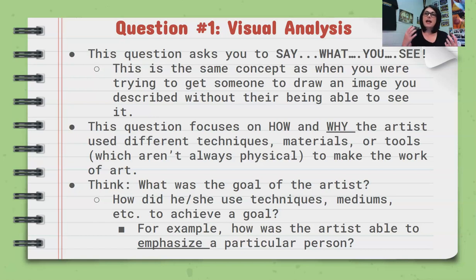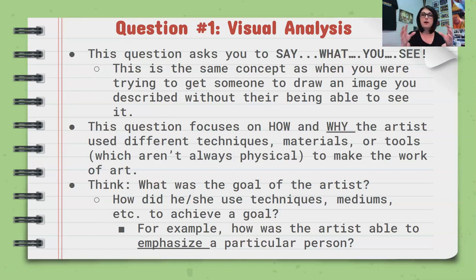The reason it's asking you to break down what you see is because the question is really about how the artist uses those different techniques and why they use those particular techniques in creating this work of art. So think about this. Why did they use that color? Why did they use such a bright color? Why did they use those lines to create depth? What were they going for? Why are they using lines to emphasize that person?